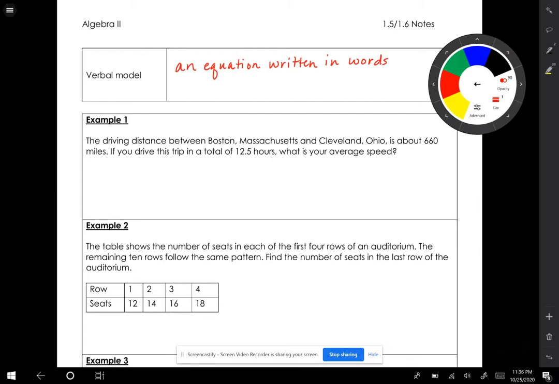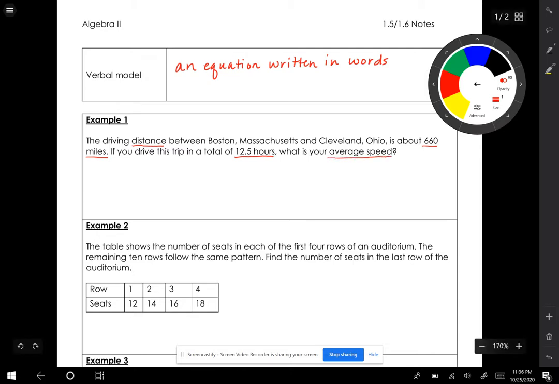Let's do some examples. Example 1. The driving distance between Boston, Massachusetts and Cleveland, Ohio is about 660 miles. So the distance is about 660 miles. If you drive this trip in a total of 12.5 hours, so that's the time it takes to travel 660 miles, what is your average speed? So the question is, what is your rate of speed?